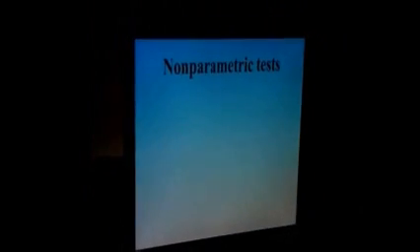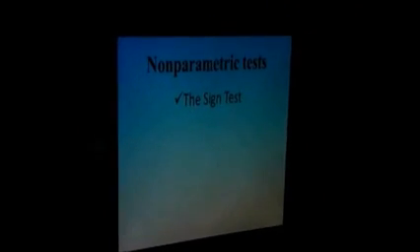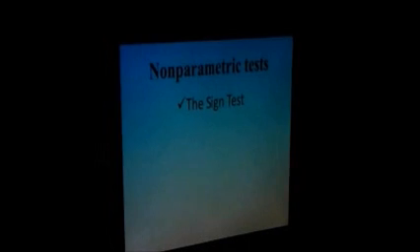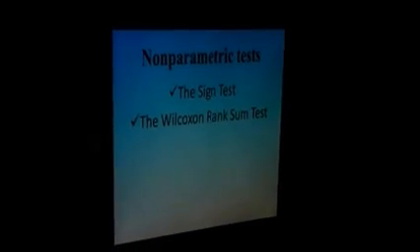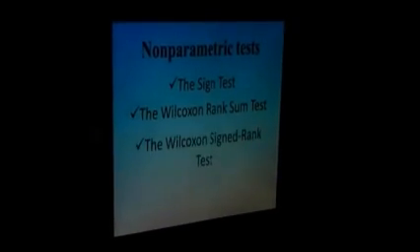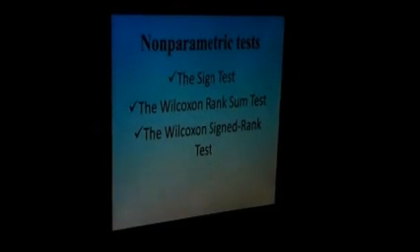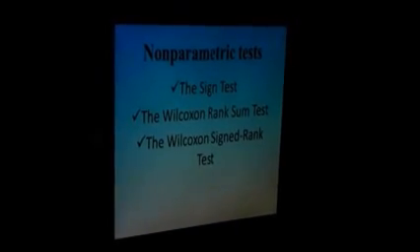Like I said, we're going to be talking about 3 of the non-parametric tests. The first one, the sign test. The next one we'll talk about is the Wilcoxon rank sum test. And then finally, the Wilcoxon signed rank test. So let's get started.